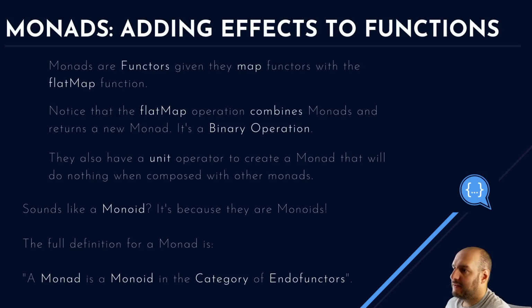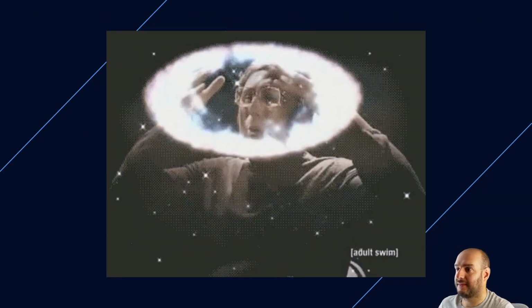As we said, monads are used to add effects to our functions, and we have seen that monads are actually functors. And not only are they functors, but the flat map operation combines monads together. So flat map is a binary operation between monads. And we also have a unit operation to create monads and compose them. So does it sound like a monoid to you? Well, that's because it is a monoid. So the full definition of a monad is that a monad is a monoid in the category of endofunctors. And that is when everything becomes full circle.